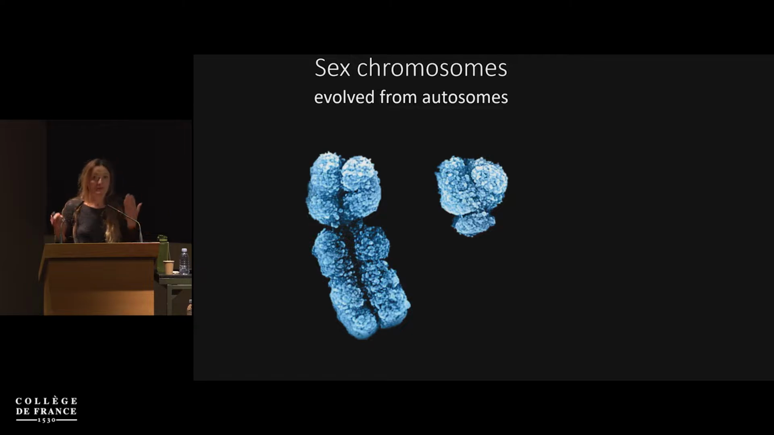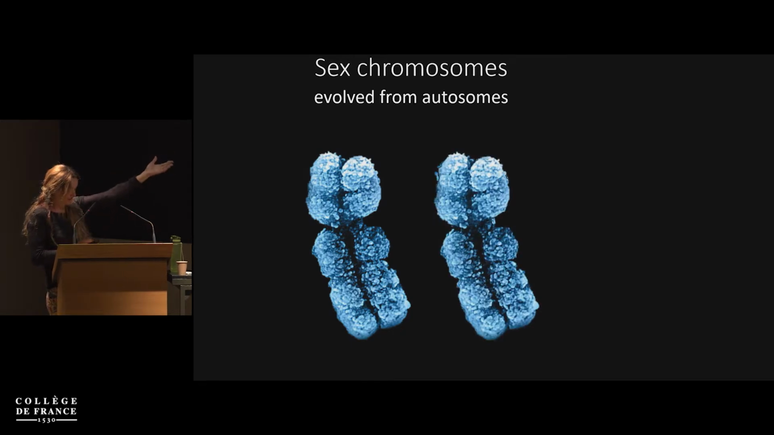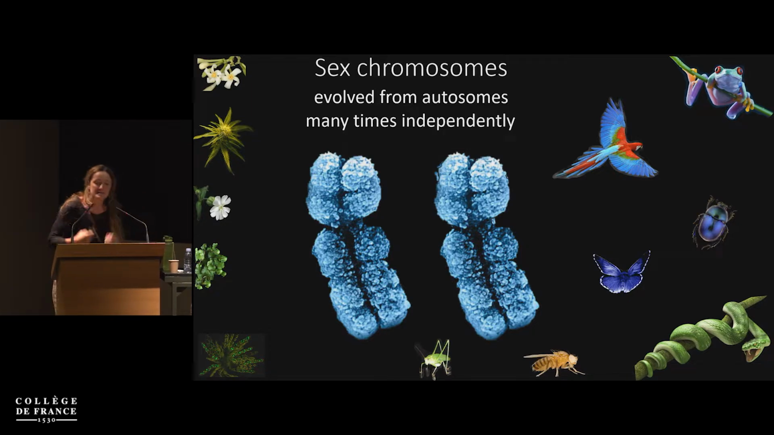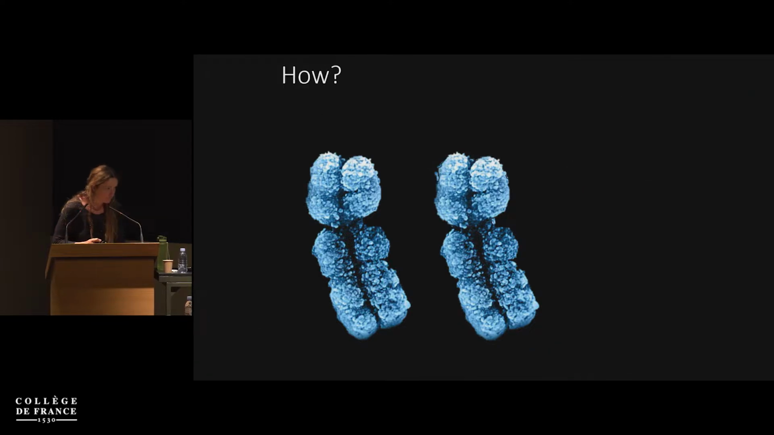Interestingly, sex chromosomes have evolved independently many times from autosomes, which means that initially they had the same set of genes, so X and Y chromosomes both were gene-rich autosomes. And sex chromosomes have evolved not only once, but as everybody knows here, they have evolved dozens of times in plants and hundreds of times in animals.